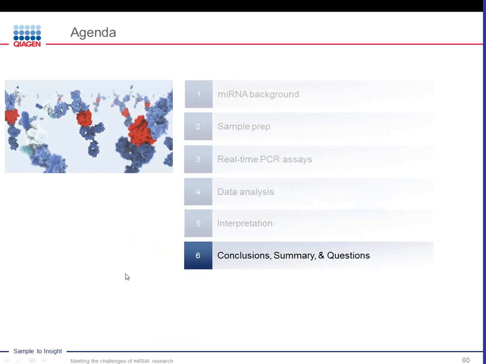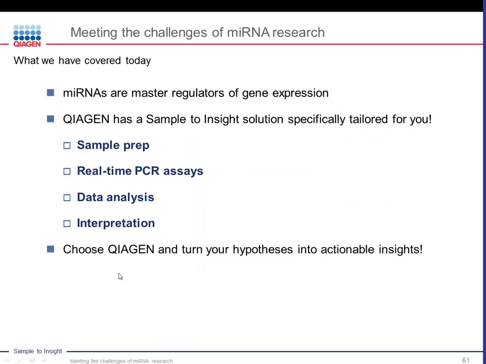I have my agenda slide one out of order. But here we have the conclusions for today. So what we have covered are that microRNAs are the master regulators of gene expression, and QIAGEN has a sample to insight solution specifically tailored for you with respect to sample prep, real-time PCR assays, data analysis, and data interpretation. And collectively choose QIAGEN to turn your hypotheses into actionable insights.